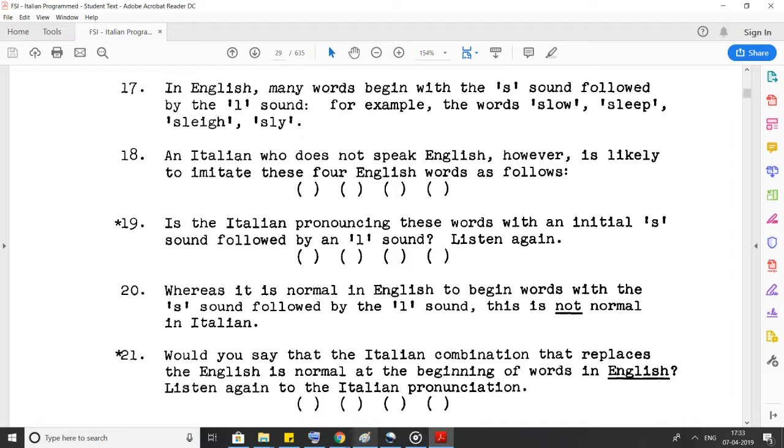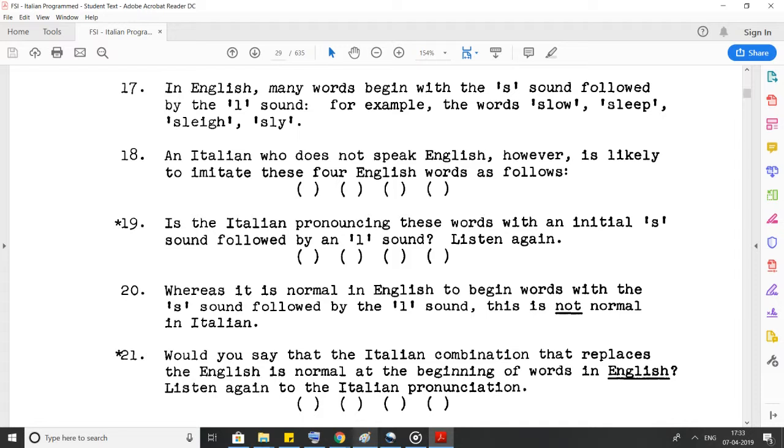An Italian who does not speak English, however, is likely to imitate these four English words as follows. Slow, sleep, slay, sly. Frame 19. Is the Italian pronouncing these words with an initial S sound followed by an L sound? Listen again. Slow, sleep, slay, sly. The answer is no. Whereas it is normal in English to begin words with the S sound followed by the L sound, this is not normal in Italian.